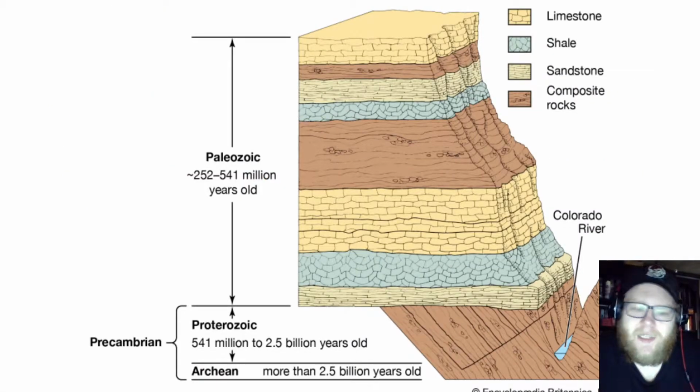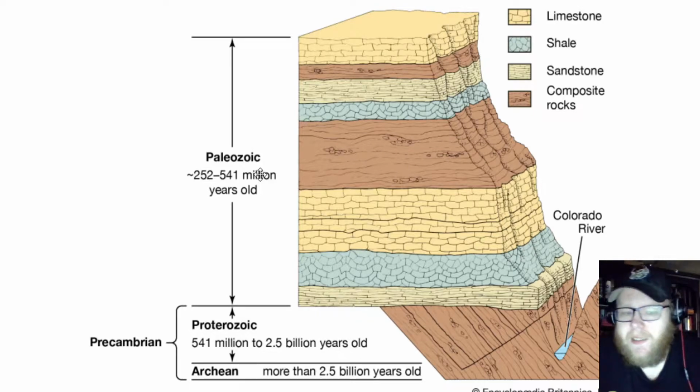So, here's just an example. Looking at the key up here, you can see my cursor. We have limestone, shale, sandstone, and composite rocks. Over here we have a timeline as well, which shows some of the eras. We see the Precambrian era, which is divided into Proterozoic and Archean, and then Paleozoic rocks as well. Looking at the dates, these rocks are 541 million to 2.5 billion years old, and these ones down here are more than 2.5 billion years old. These ones are between 252 and 541 million years old.